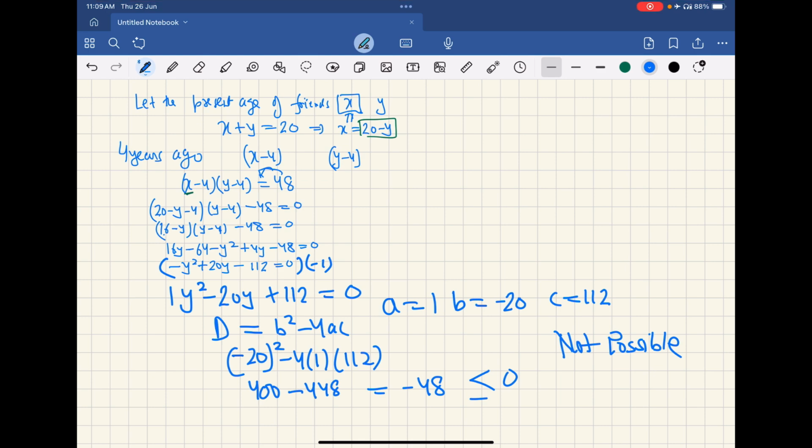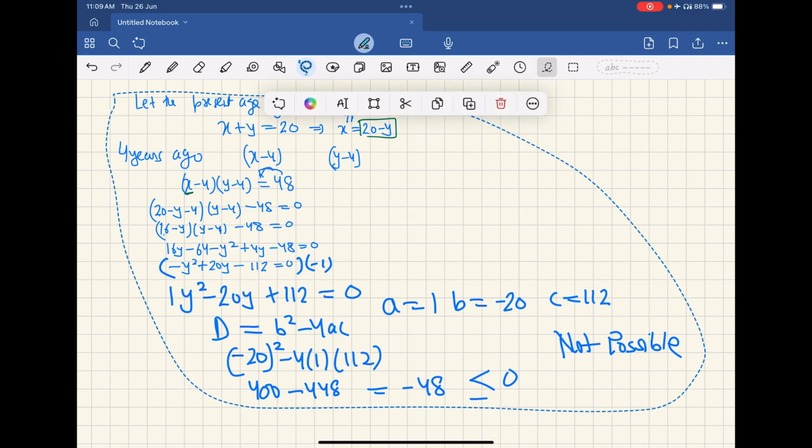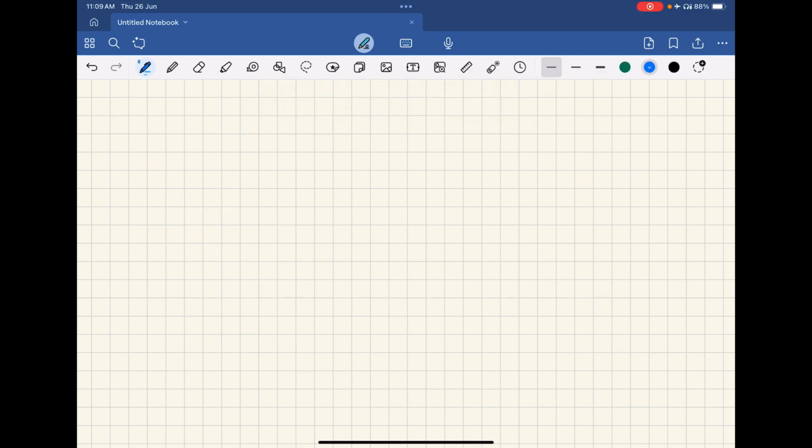Okay. Now let us move to the last question of this exercise as well as the topic. Okay. So it says, is it possible to design a rectangular park of perimeter 80 meter and area 400 meter square? If so, find its length and breadth.